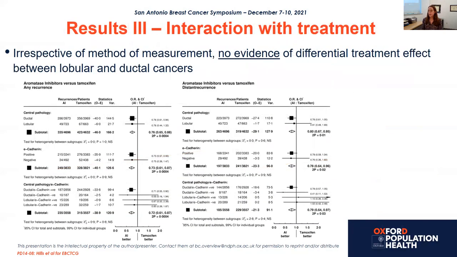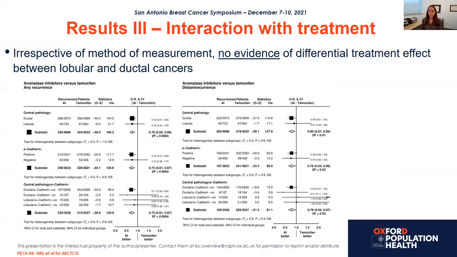This figure shows an overall benefit on recurrence of AIs versus tamoxifen in keeping with the overall results of the EBC-TCG meta-analysis previously published. However, there's no evidence of any interaction between treatment and ductal versus lobular carcinoma measured either by central pathology or E-cadherin on either endpoint.